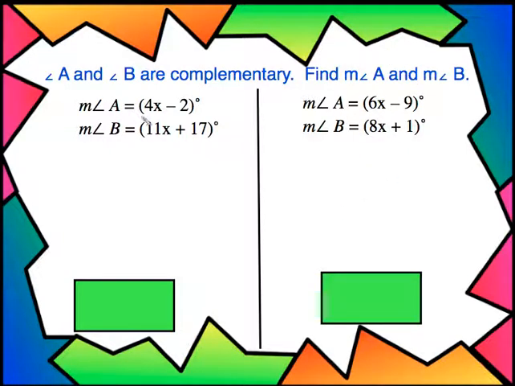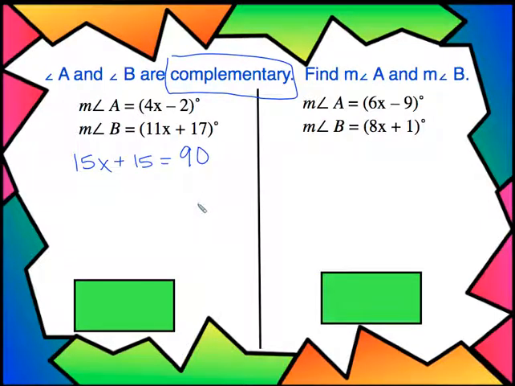Okay, so I'm going to solve this one right here, and then I'm going to want you to pause the video and try this one. So if they are complementary, they add up to 90. Because there's not a lot of room here, I'm going to combine these in my head. So if I add 11x and 4x, I get 15x. And if I add negative 2 and 17, I get positive 15. So all I did was combine these two, which just means I added them together, and they should equal 90. Then I subtract my 15, I get 15x equals 75. Then I divide both sides by 15 and get x equals 5.